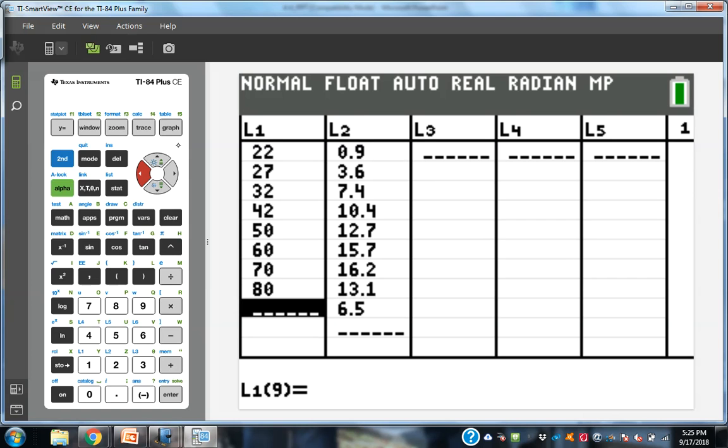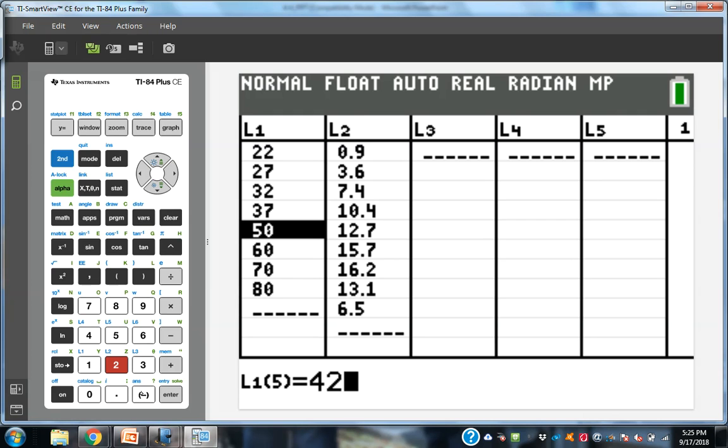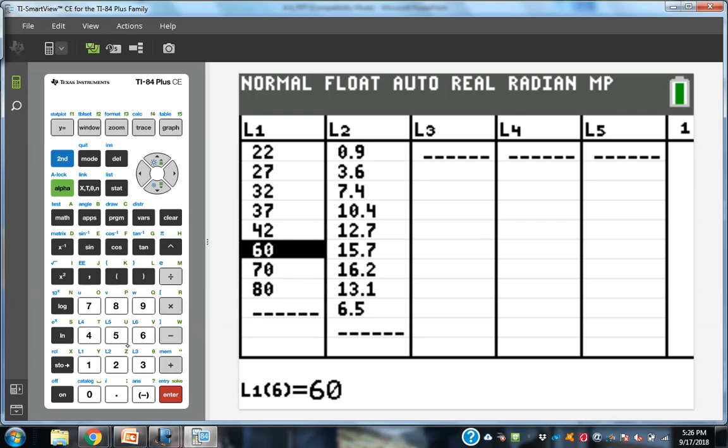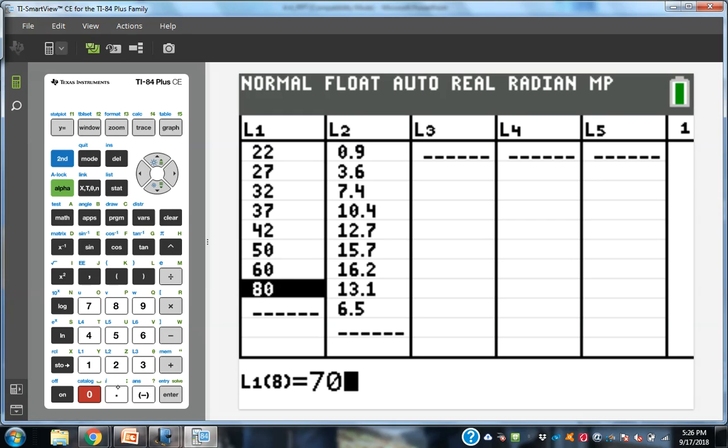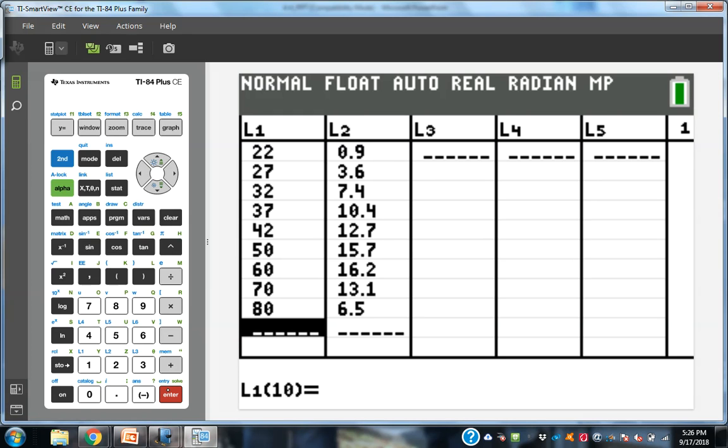I did miss 37, didn't I? Dang it. That's easy though. 37, 42. I think I typed in 42 over the top of 37 is what I did. All right, 60. 70. All right, 8. All right, got to make sure they match up as far as ordered pairs go.